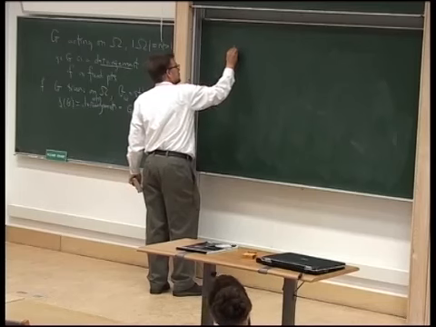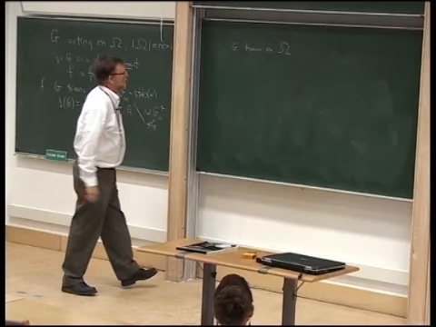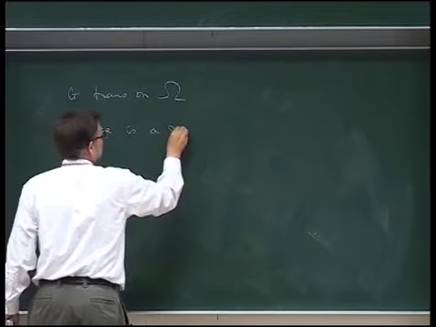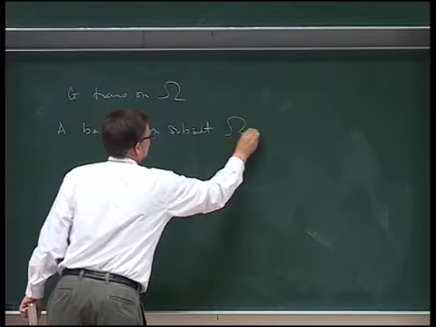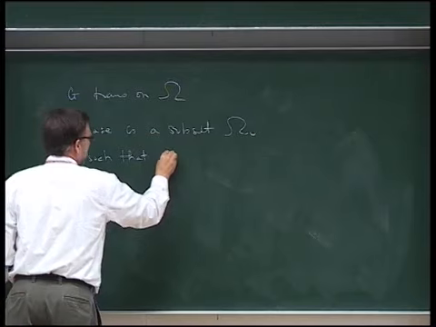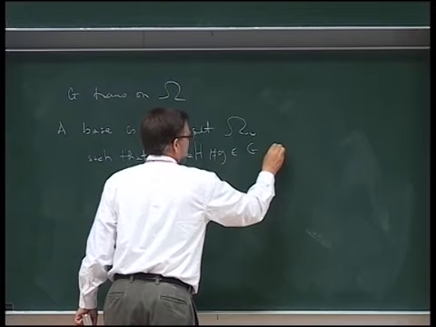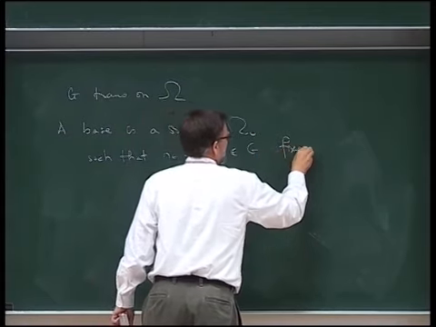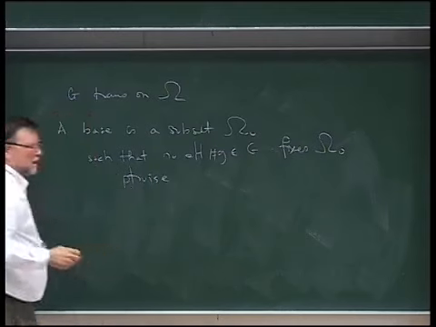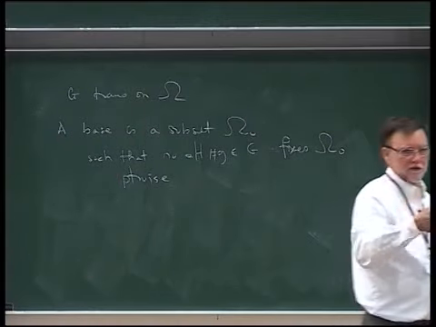So now again, G is transitive on omega. I mean, again, you can define this even in the intransitive case. But so a base is a subset such that no element fixes omega 0 pointwise. So you want to find a small subset so that nothing fixes all the elements in that subset.